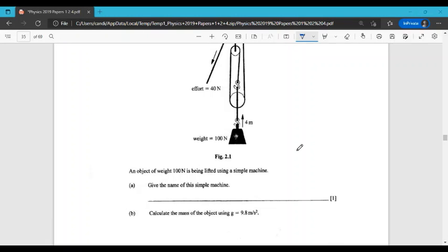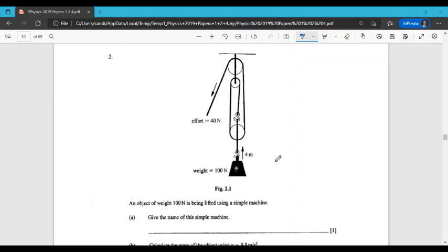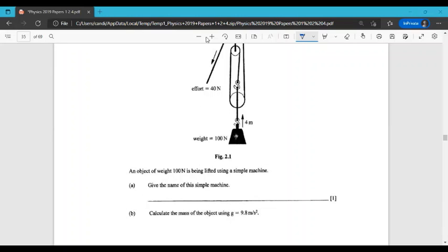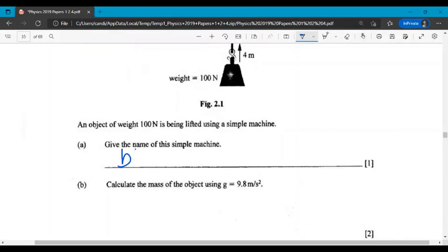Okay, so there are 3 types of pulleys. You have your fixed pulleys, your movable pulleys, and then you have the combination of those two, which is this one, and the name of that type of pulley is, name of this simple machine is a block and tackle pulley.